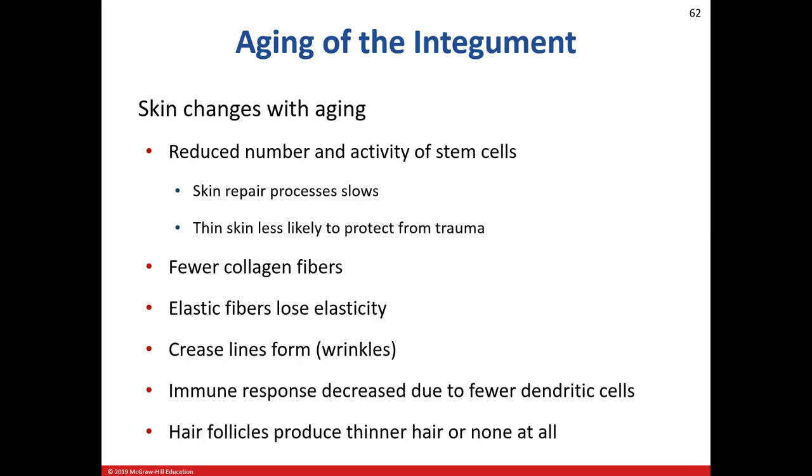Coinciding with that, you have fewer collagen fibers and also fewer elastic fibers, which causes the skin to lose some of its elasticity. We start to see different crease lines begin to form, and these are what we know as wrinkles. We have fewer dendritic cells within skin tissue, which means a decreased immune response. Our hair follicles also produce thinner hair, or sometimes none at all, and this leads to both hair thinning and baldness in some cases.